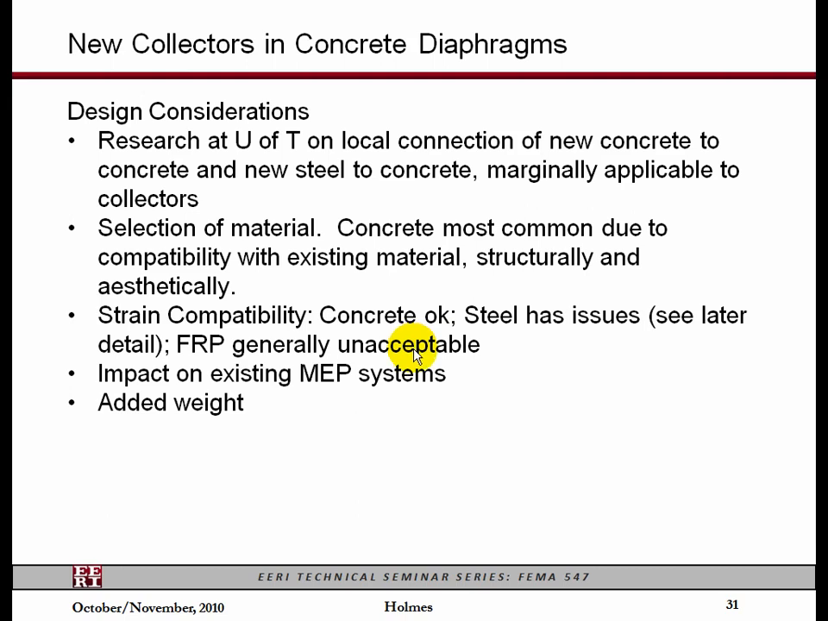FRP is very, very brittle and very strong. It's very tempting to use it as a collector because it lays flat on the floor, but you have to be very, very careful on how that's detailed. Number one, you've got a strain compatibility problem. Number two, you have the problem of this zipper effect that is very hard to rationalize because you can't get the strains compatible.